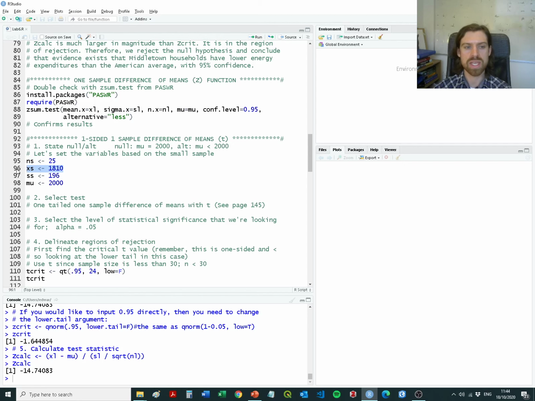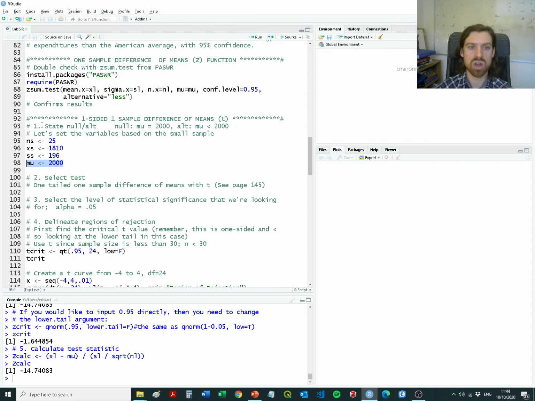And then we have the smaller sample mean of $1,810 as the mean energy expenditure. We have the standard deviation for the sample of $196, and we have the mean expenditure of the population, the national average, which is $2,000.